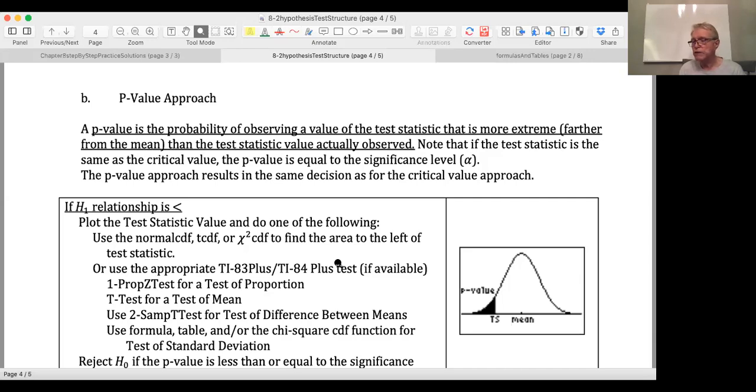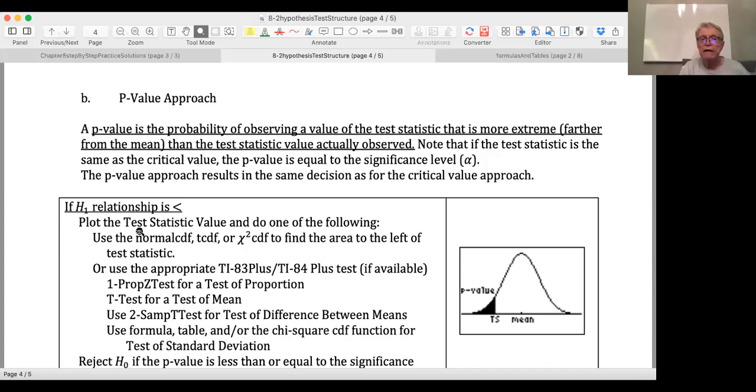There are two things that we need here. We need to have in hand the test statistic value that we found, our observed value, and we also need to know what the relationship is in the alternate hypothesis, H1. So with those two in hand, we're going to look and see what the options are for finding p-value depending upon what the relationship is. Left tail, right tail, or two tail.